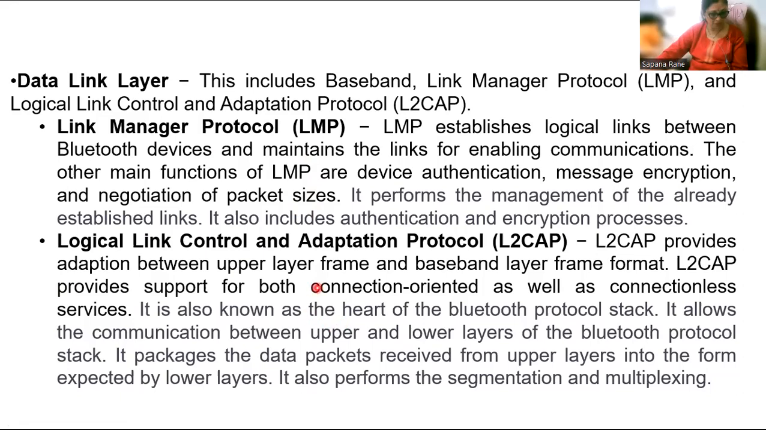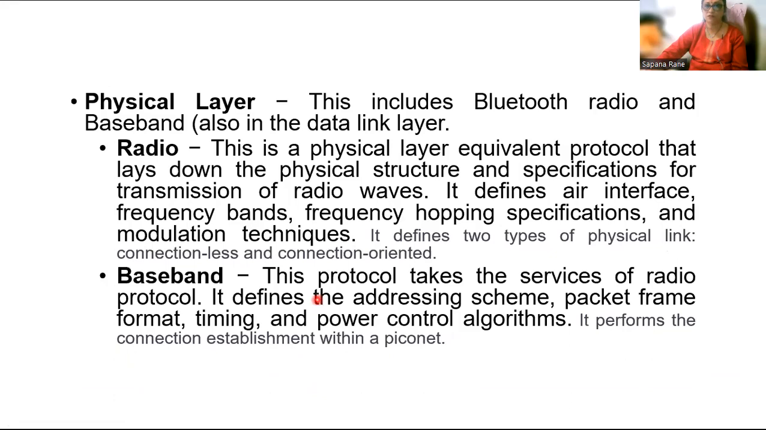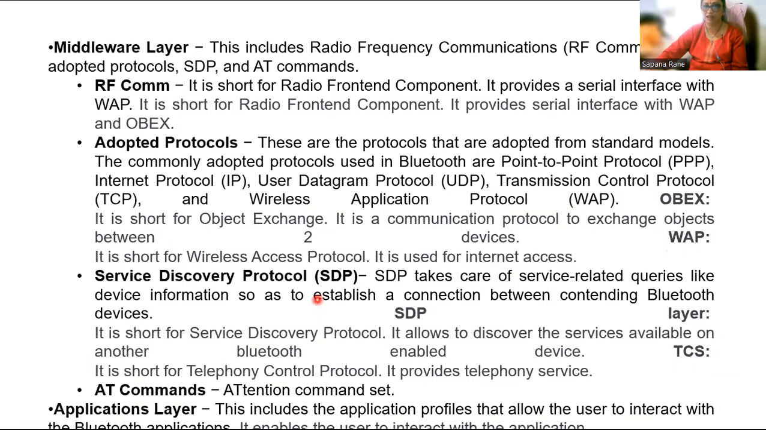Okay, now next. The physical layer is done, the data link layer is done. Now the middleware layer. In this you have RF communication. RF means radio frequency communication, the radio front end component. What it does is provide a serial interface with the WAP. WAP is Wireless Application Protocol.